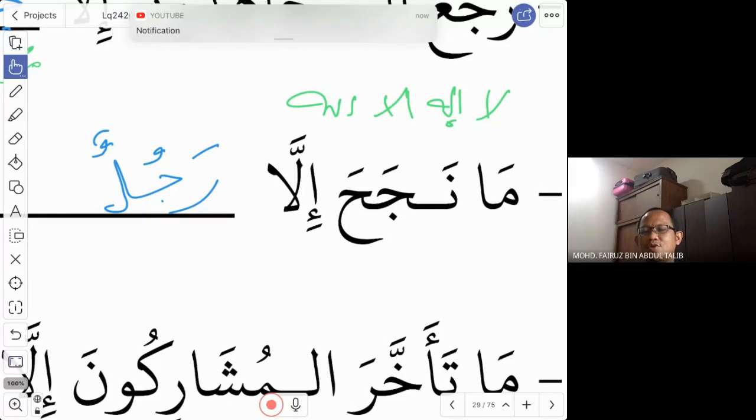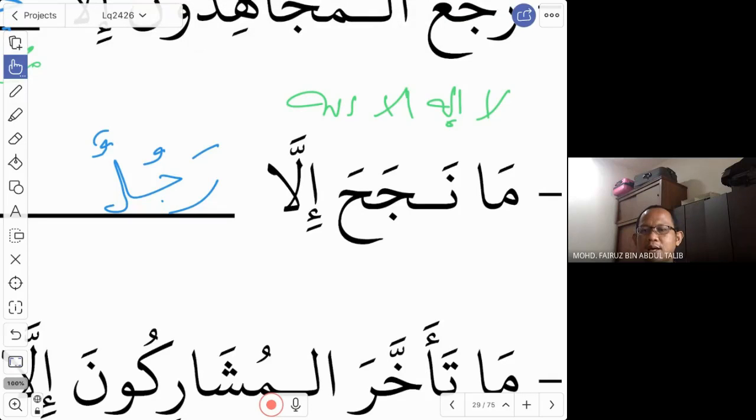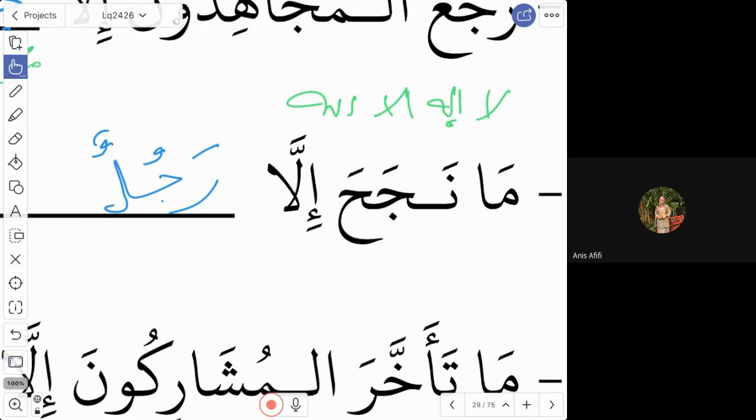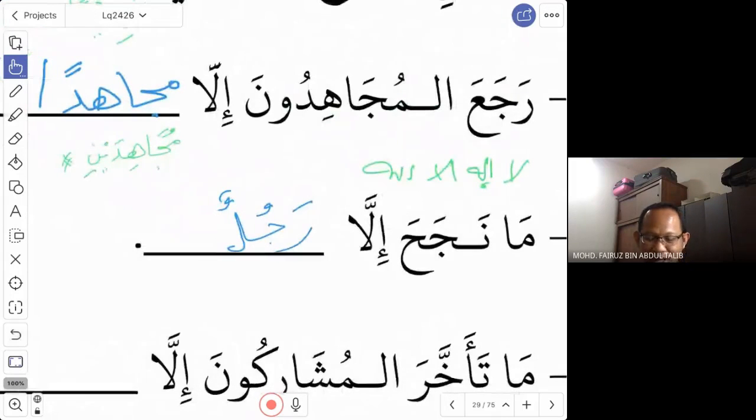Sahih atau la rajulun? Sahih, Ustaz. Yes, sahih. Good. Can you say rajulan? Yes, you can also say rajulan. So if you say rajulun and rajulan, then this belongs to group number 2.